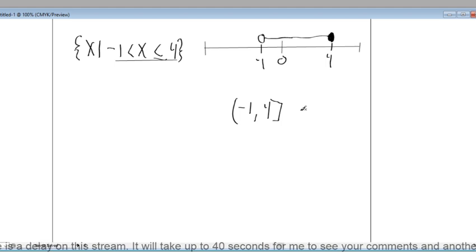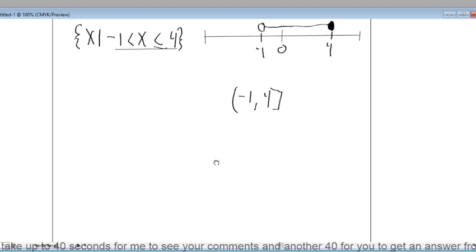Okay. One more thing before we leave, and it's another type of these compound inequalities. But this type is going to be sort of interesting.